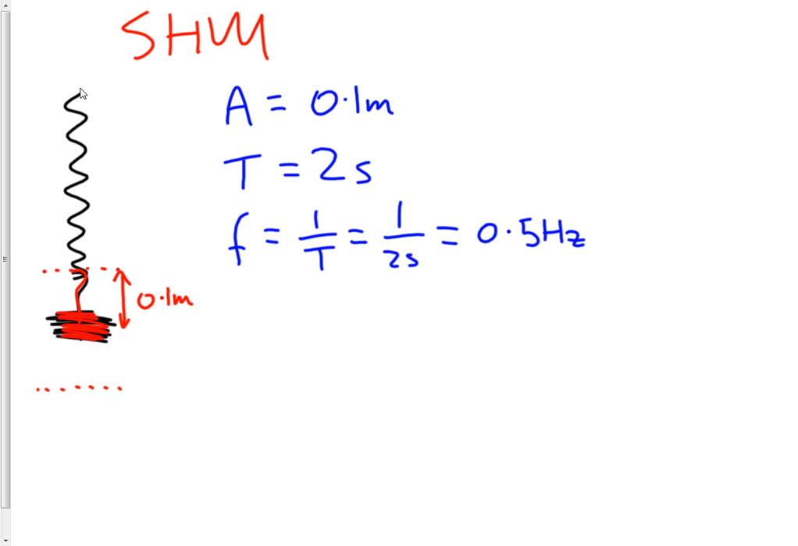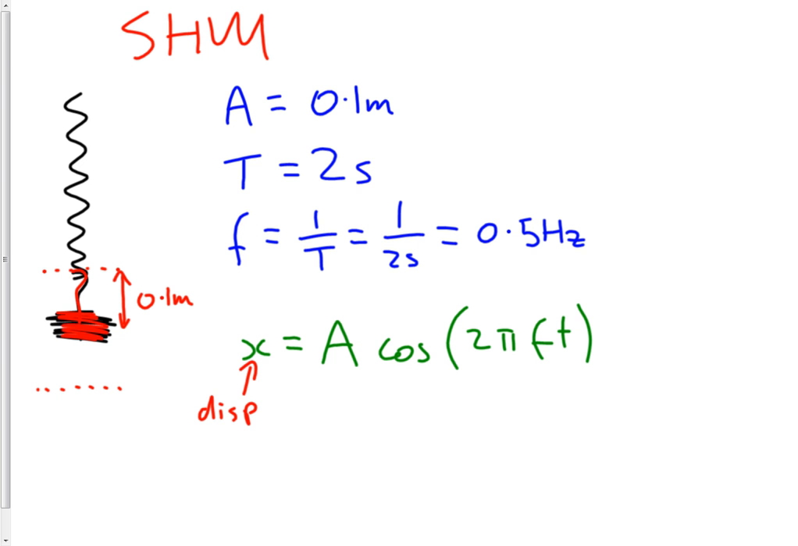Okay. Now, the first equation, which is on the formula sheet and which we have already looked at deriving, is x equals A cos 2 pi f t, which is valid here. x is the displacement from the equilibrium position, A is the amplitude, f is the frequency, and t is the time.